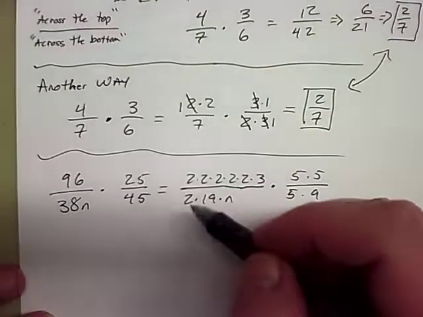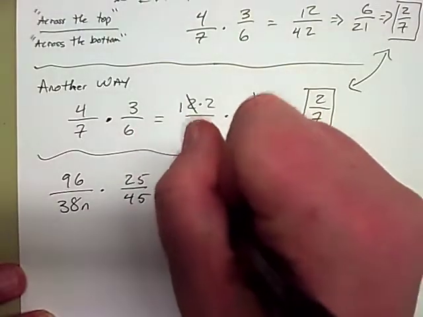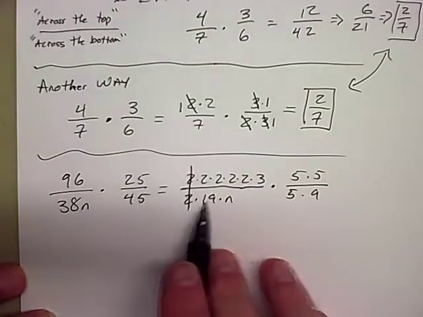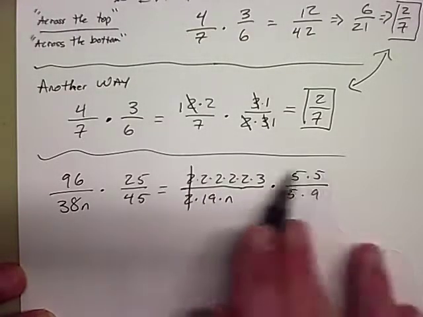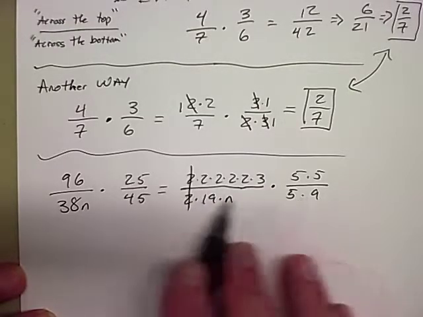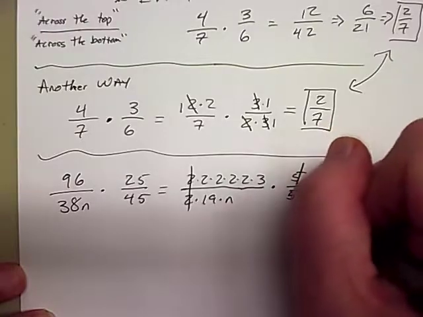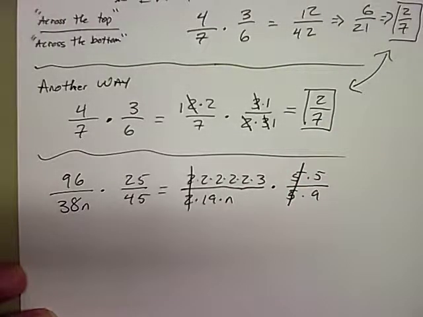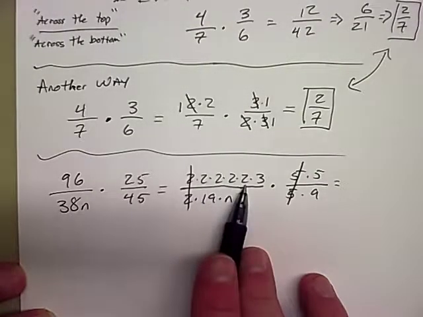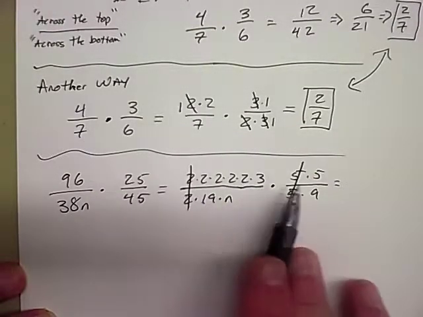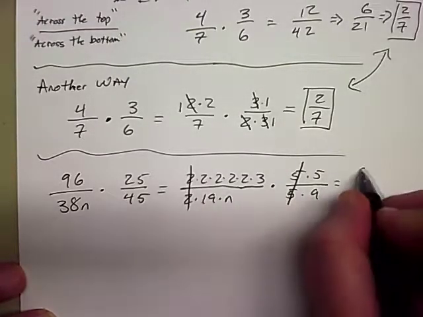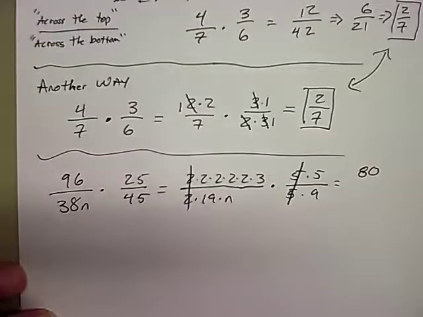So I'm going to take a look. Here I have a 2 and a 2. These guys cancel out, and I'm left with 1. I have a 19. There's no 19 on top. There's no n on top. There are no other 3s or 2s on the bottom. The only other thing that matches is this 5 right here with that 5. So then that leaves me, and again, I'm going to have my calculator, 2 times 2 times 2 times 2 times 3 times 5. And all of that is going to give us 80.